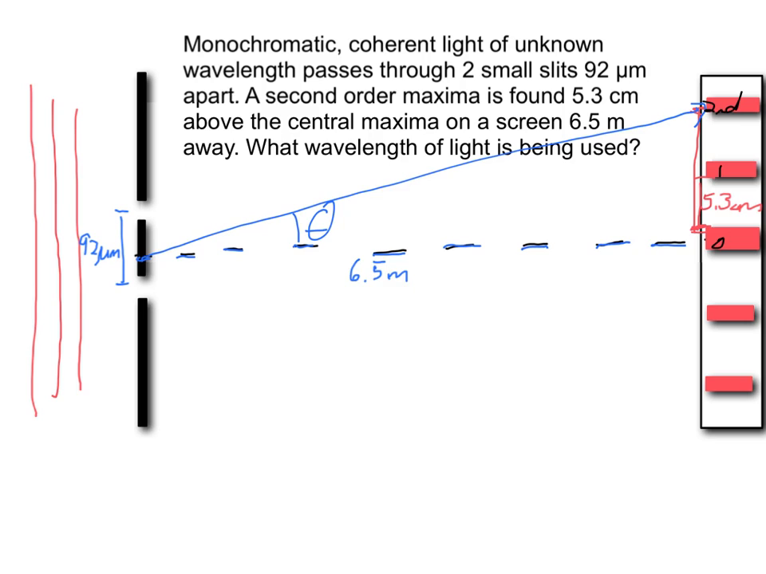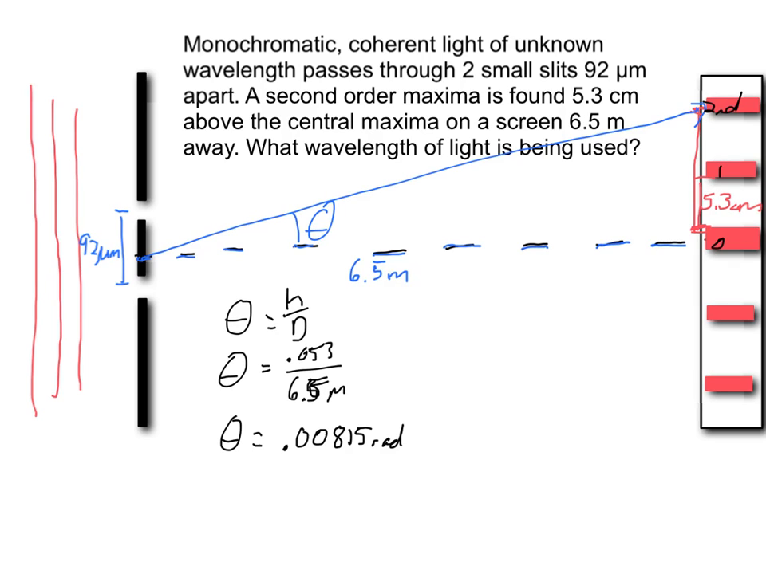Now here I have my right triangle. I just simply use tangent equals opposite over adjacent, but remember the tangent part dropped off because of the small angle, so theta equals h over d. So theta is going to equal 0.053, or 5.3 times 10 to the negative second meters, divided by 6.5 meters. And I come out with that angle being 0.00815 radians.